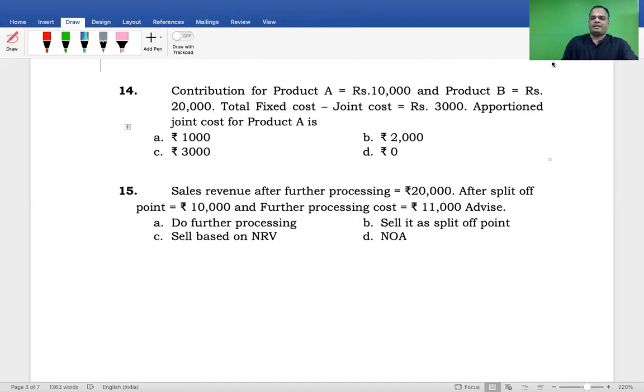Contribution of product A is 10,000, product B is 20,000. Fixed cost, the joint cost is 3,000. Apportioned joint cost for A is 1,000, because both are positive, in a 1:2 ratio. Am I right? Yes, sir. For A, 1,000. Good. Sales revenue after further processing is 20,000.